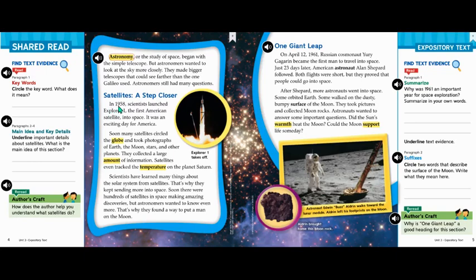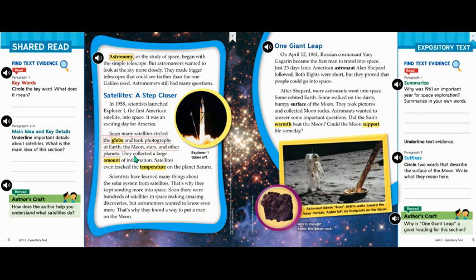In 1958, scientists launched Explorer 1, the first American satellite into space. It was an exciting day for America. So this paragraph is introducing us to the satellites. Let's keep reading to find some details. Soon, many satellites circled the globe and took photographs of Earth, the moon, stars, and other planets. Ooh, that seems like an important detail. It's telling us what those satellites are doing. They're circling the globe and taking all of these photographs. Let's underline that whole sentence.